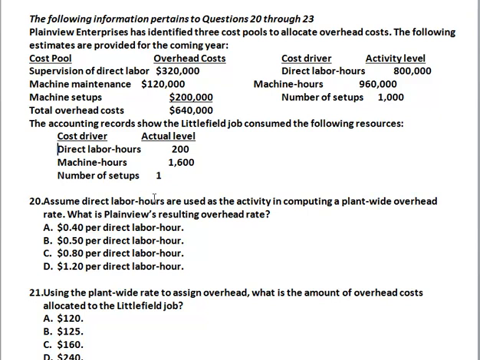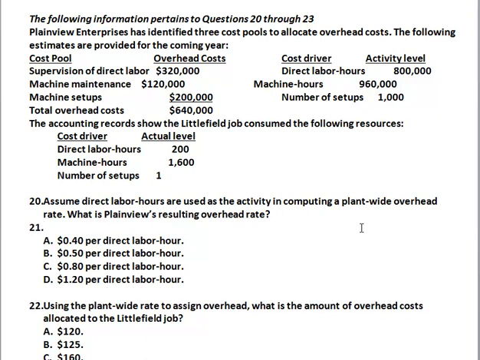And so it says assume direct labor hours are used as the activity in computing a plant-wide overhead rate. What would be the company's overhead rate? So if all we use is direct labor hours, then what would our rate be? If you're looking at a plant-wide or company-wide rate, you just want to take the total overhead cost and divide it by the total number of whatever it tells you to use. So it says, what if we use direct labor hours? And the total number of direct labor hours is 800,000. So that's going to give you an overall company rate of 80 cents per direct labor hour.